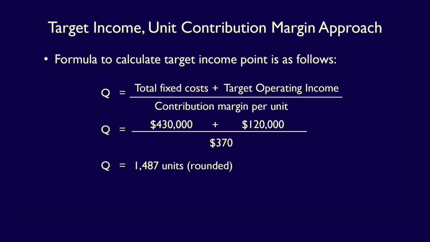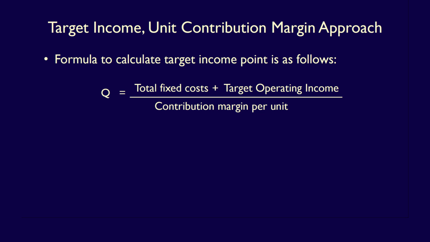This is the same answer we calculated under the income statement approach, which makes sense because both of these methods calculate the number of units required to meet a target income before taxes. So the formula we use to calculate the number of units required to reach a before-tax operating income is Q equal to total fixed costs plus the target operating income, all divided by the contribution margin per unit.